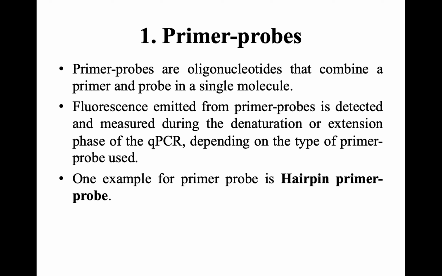By doing so, we can use it for the quantification in the process of real-time PCR or qPCR. The fluorescence emitted from primer probes is detected and measured during the denaturation or extension phase of the qPCR, depending on the type of the primer probe used. One type of example for the primer probe is the hairpin primer probes.